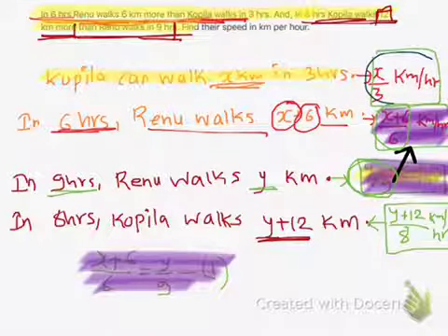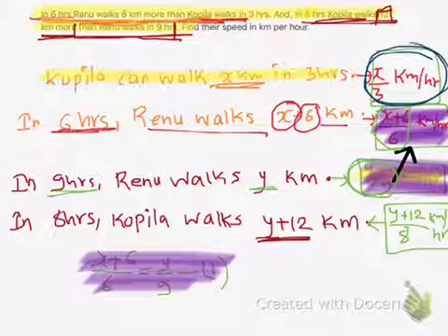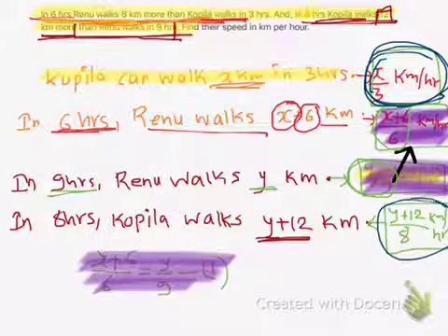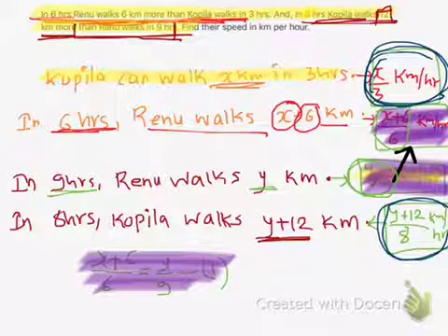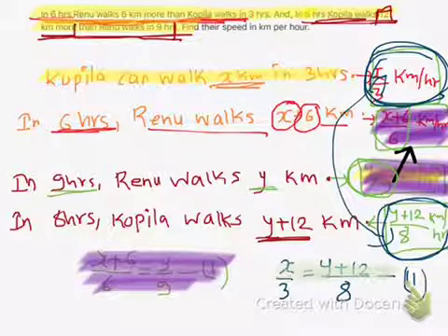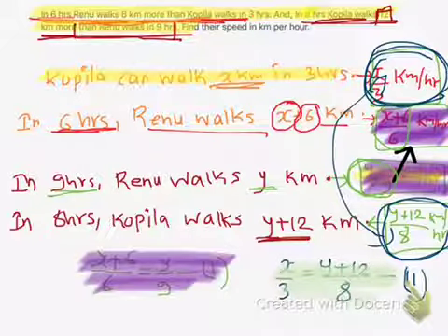Also, x divided by 3 kilometers per hour is the distance Kopila covers in 1 hour. It means in 1 hour Kopila covers x by 3 kilometers, and also in 1 hour Kopila covers y plus 12 divided by 8 kilometers. So these two distances should be equal, as they both are the distance traveled by Kopila in 1 hour. On equating this, we get x by 3 equal to y plus 12 divided by 8, and this makes our second equation.